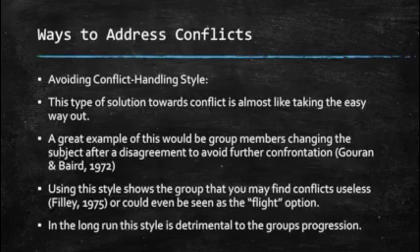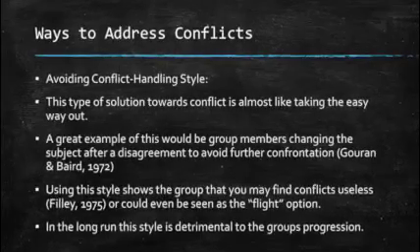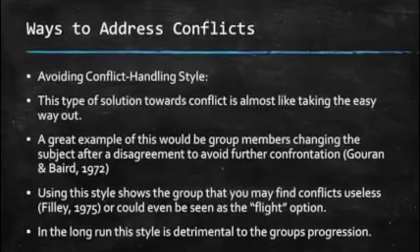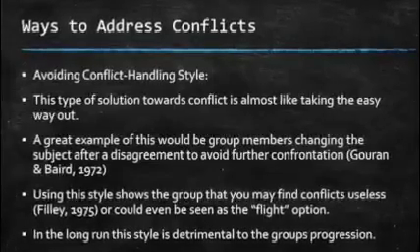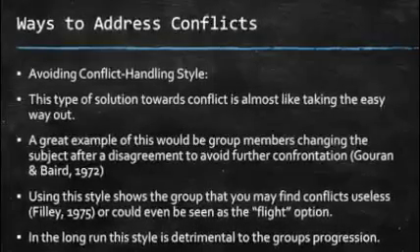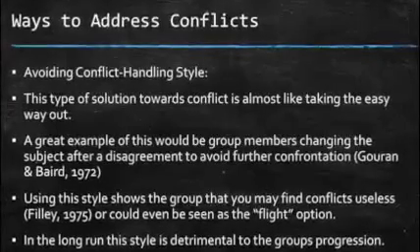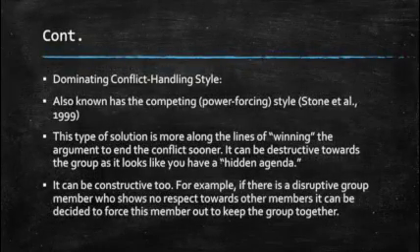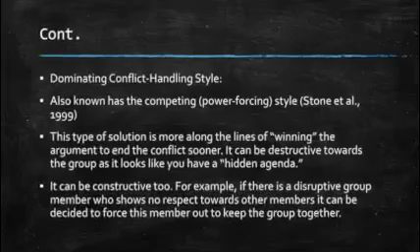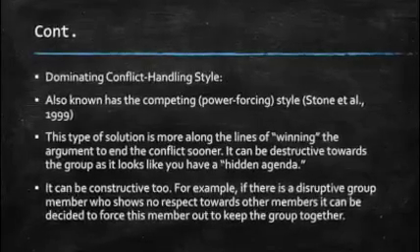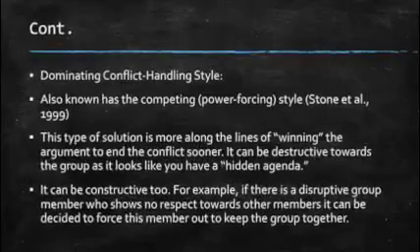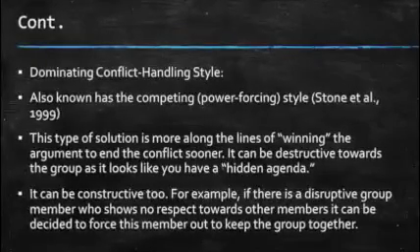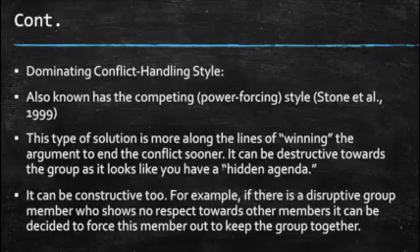Now, we're going to go over the styles that handle conflicts in situations such as this. The first one would be avoiding. This solution is basically taking the easy way out. Conflict's going to arise, and you're going to just brush it under the rug and not really address it. The next one is dominating, and it's also known as competing or power forcing style, as seen by Stone in 1999. And this solution is where the leader who's trying to fix the problem is just basically trying to win the argument to end the conflict sooner.